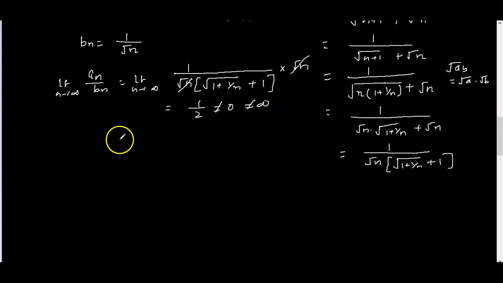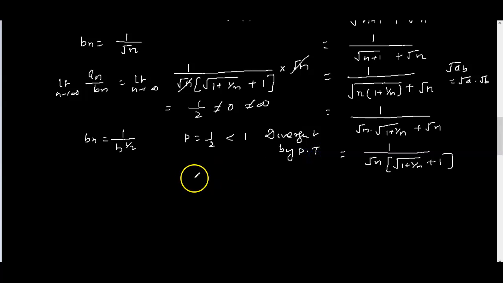So we can check b of n, which is 1 by n to the power half. So p is equal to half, which is less than 1, so it's divergent by p test. So I can write that a of n is also divergent by comparison test. Any doubt in this?